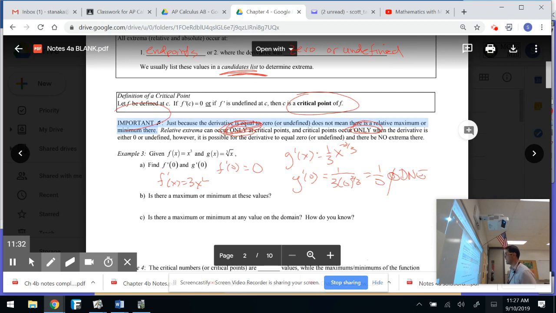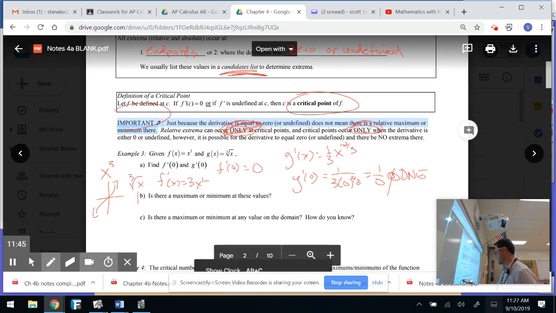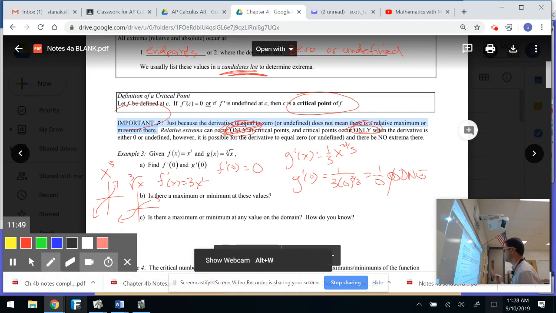Okay, and the question is asking, is there a max or a min at these values? Now, hopefully we know that the x to the third graph looks like this. No max, no min. The cube root of x graph, we should know what that guy looks like too. That's the inverse. It looks like that. Both of those do not have maxes or mins.